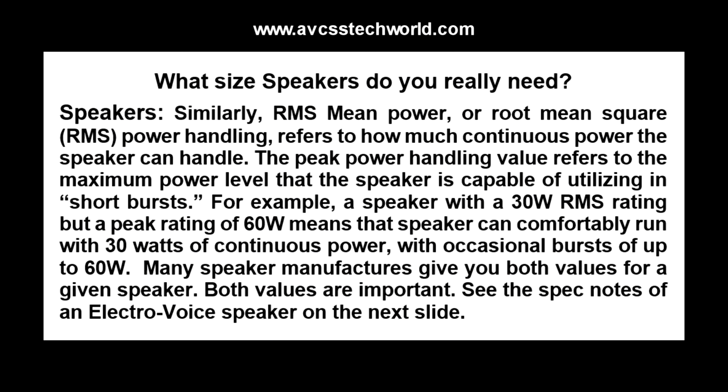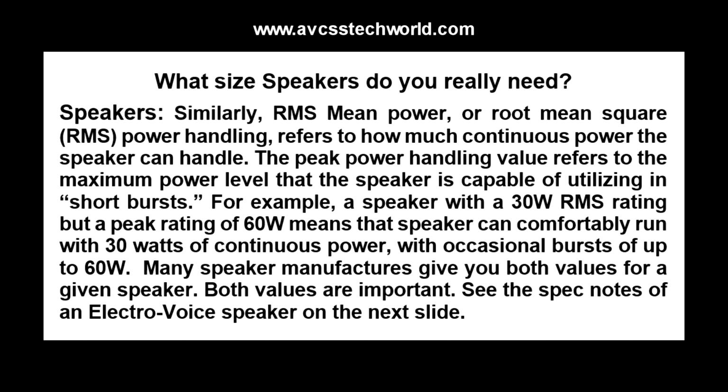Similar to amplifiers, RMS mean power, or root mean square power handling, refers to how much continuous power the speaker can handle. The peak power handling value refers to the maximum power level the speaker can utilize in short bursts. For example, a speaker with a 30-watt RMS rating and a peak rating of 60 watts means that speaker can comfortably run with 30 watts of continuous power, with occasional bursts of up to 60 watts. Many speaker manufacturers will provide both values for a given speaker.